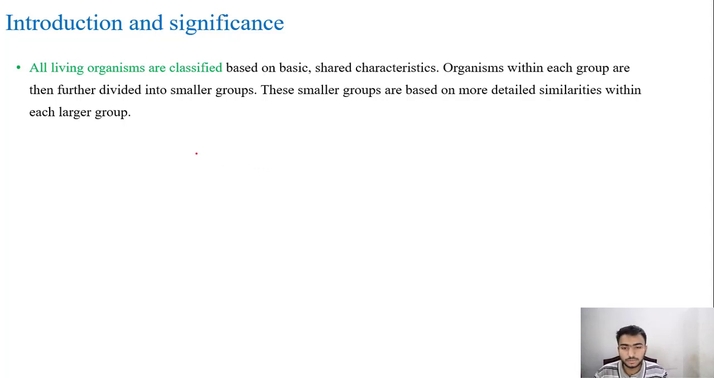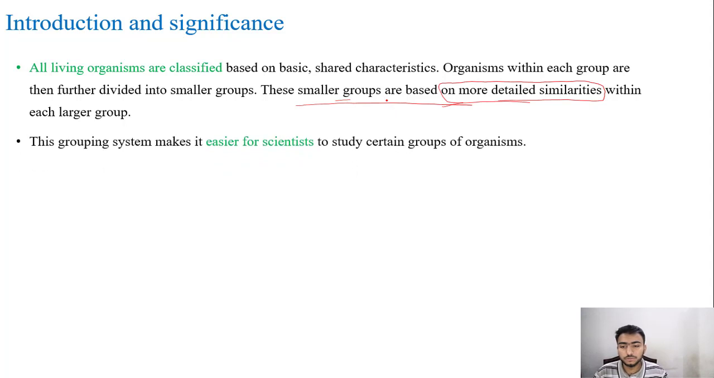So there are larger groups, and the smaller groups formed from these larger groups are categorized from a narrower perspective, based on more detailed similarities. They give you greater insight into what an organism belongs to. And then we're going to be discussing this grouping. The rationale behind this is that it makes it easier for scientists to study certain groups of organisms.